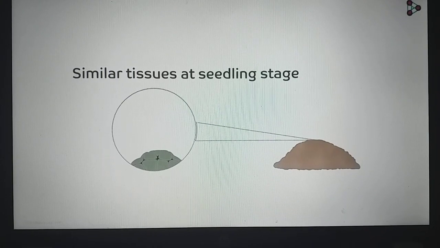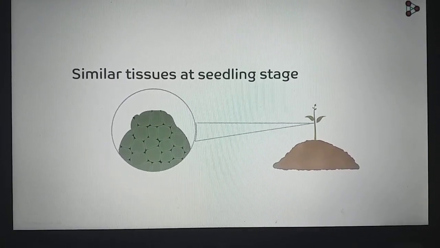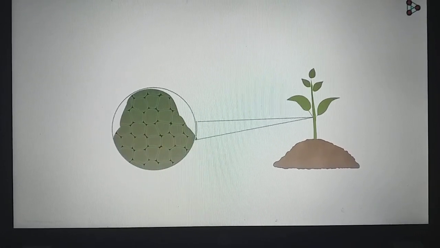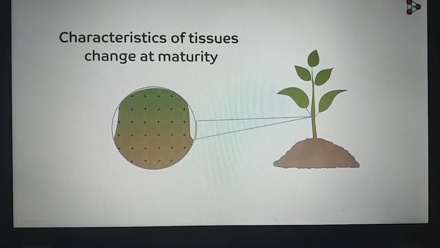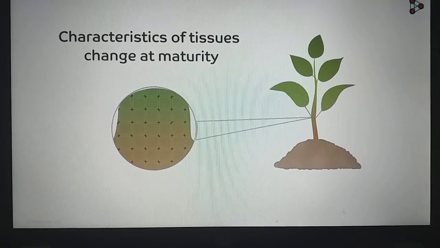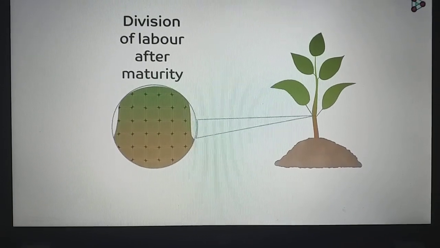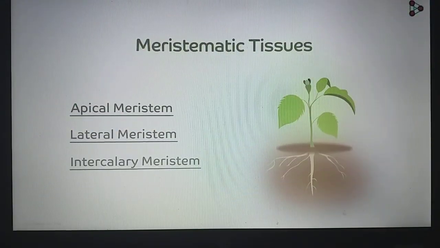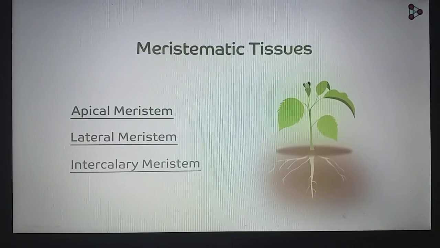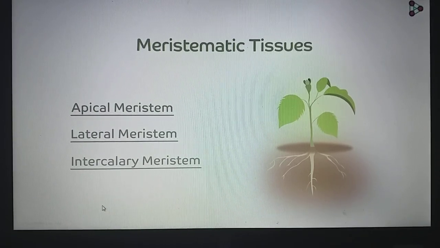Now, an interesting fact about these meristematic tissues. At the initial stages, these tissues are not differentiated into any specific type. Once they divide and mature, after completing growth of the plant, their characteristics change. Then they are differentiated into components of a single tissue. Division of labor takes place only after maturity. Until then, all the meristematic tissue exhibit the same function in the same plant.